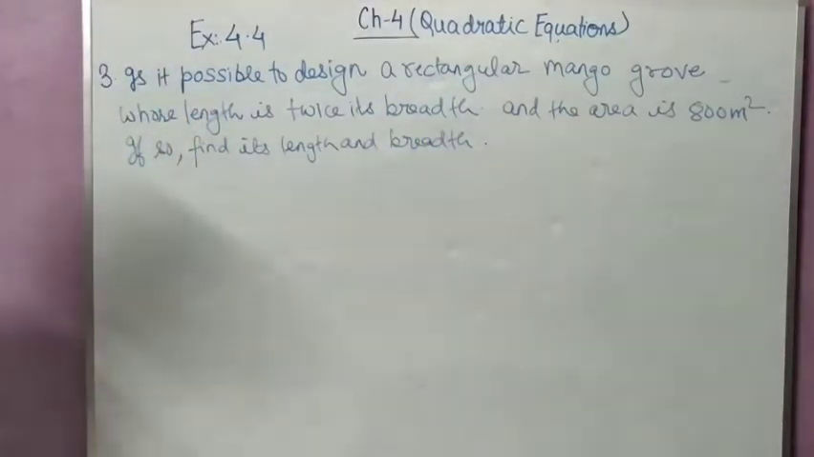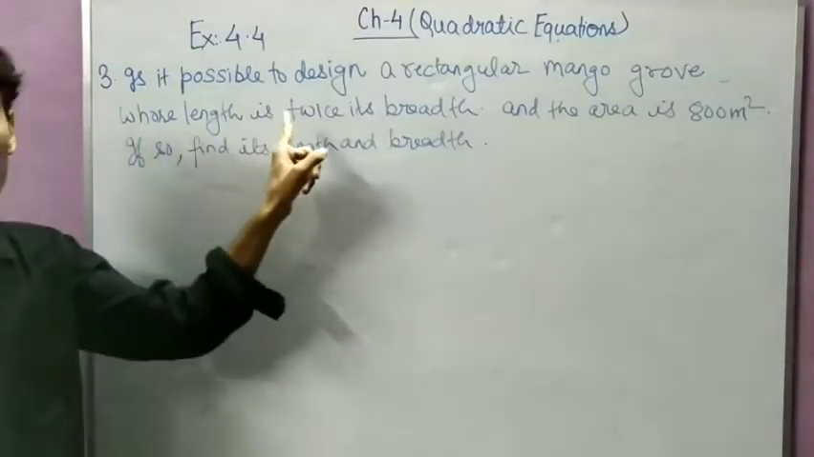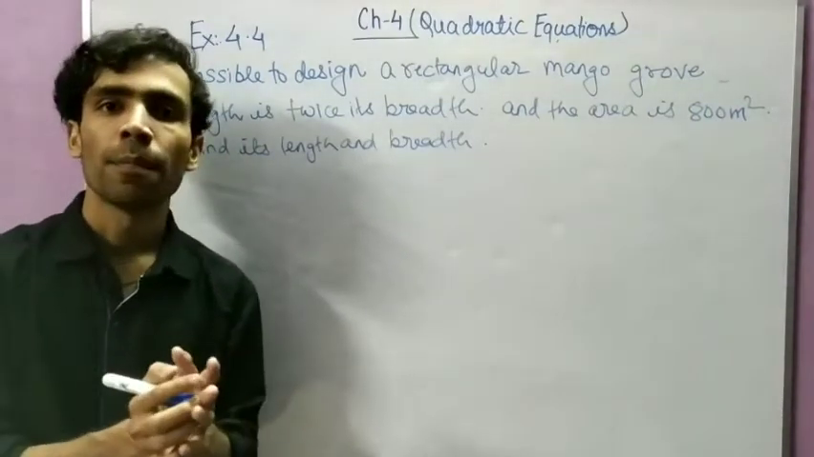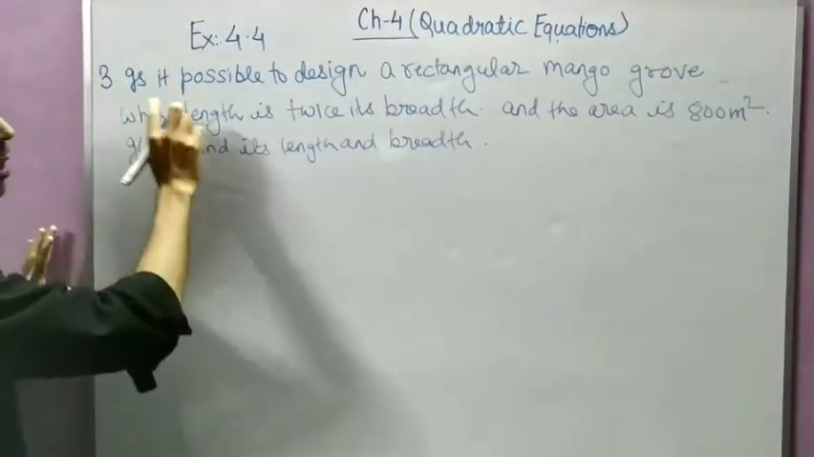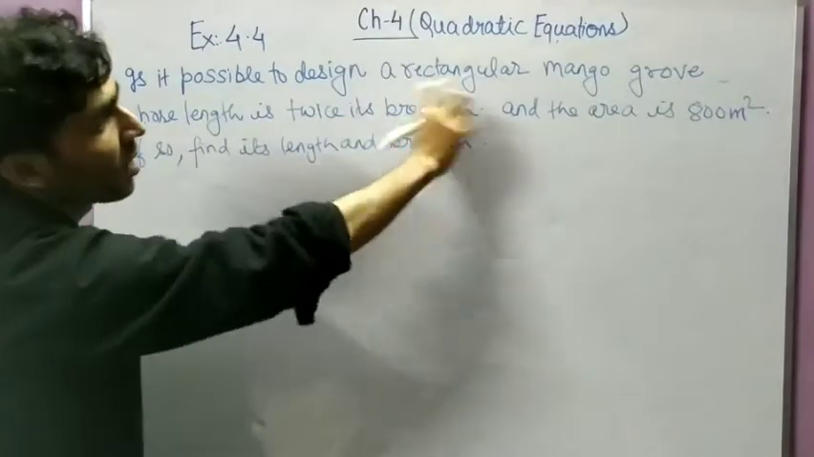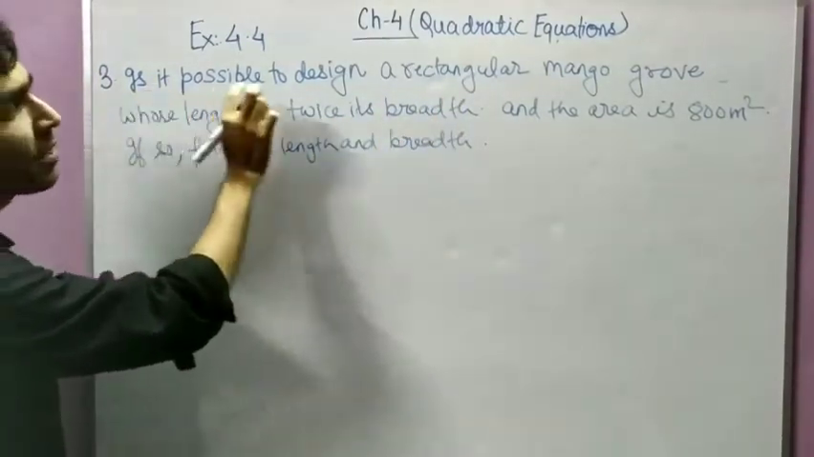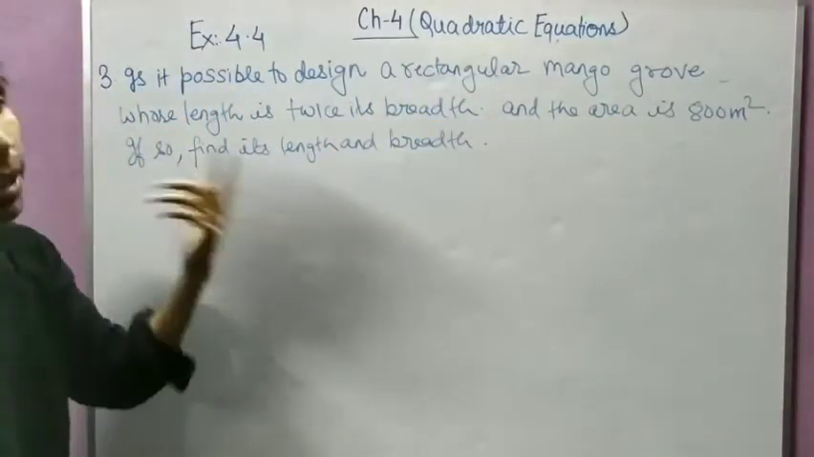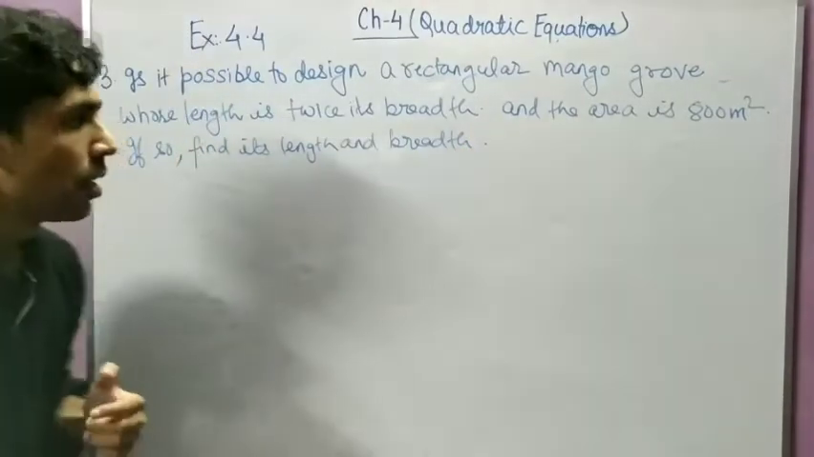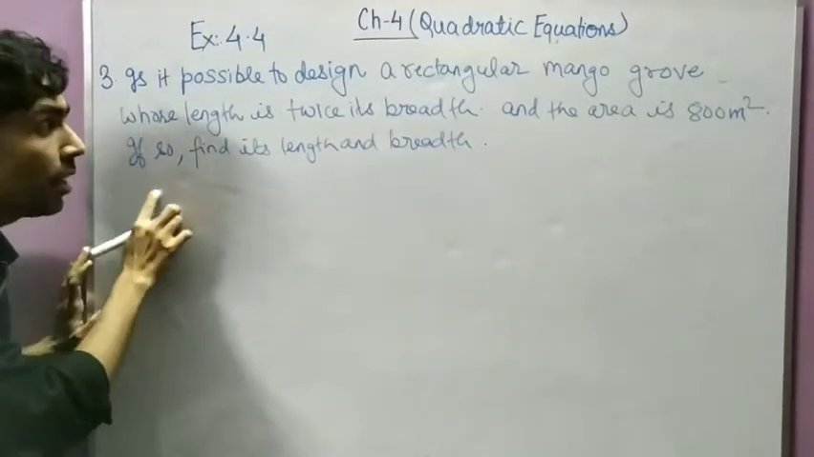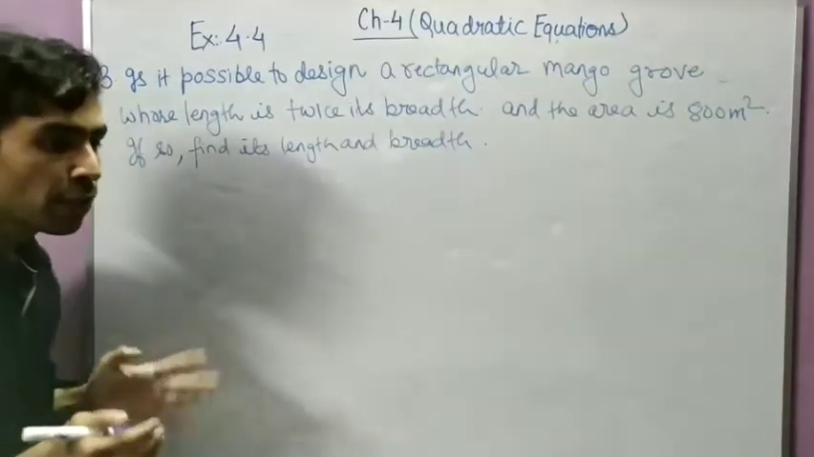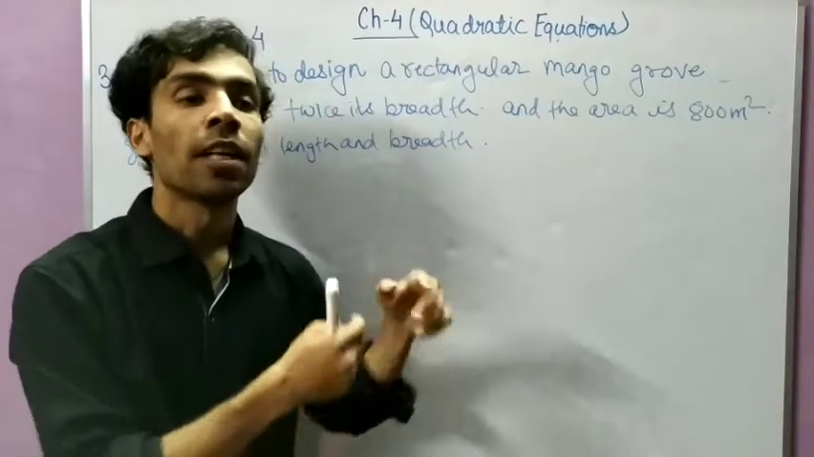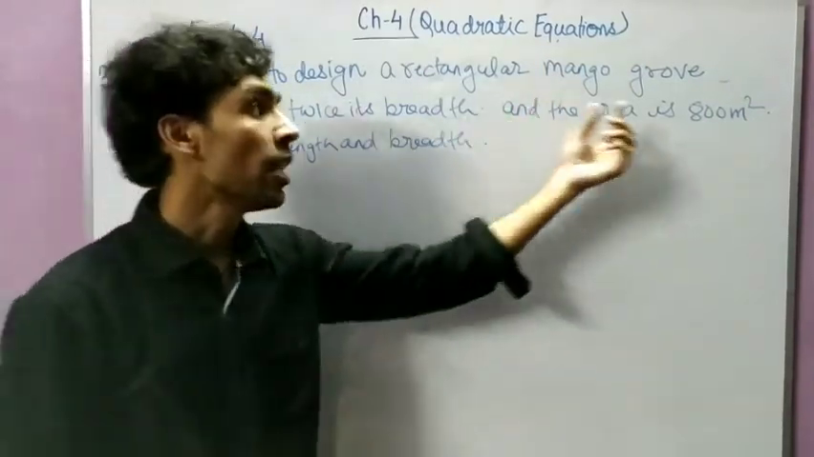Now students, the third question is: is it possible to design a rectangular mango grove, meaning a garden of mango trees, and the shape of the mango grove is rectangular. So the question is asking, is it possible to design a rectangular grove whose length is twice its breadth and the area is 800 meter square. If so, find its length and breadth. So first we have to check, can we form that rectangular grove in which length is twice the breadth and the area is 800.